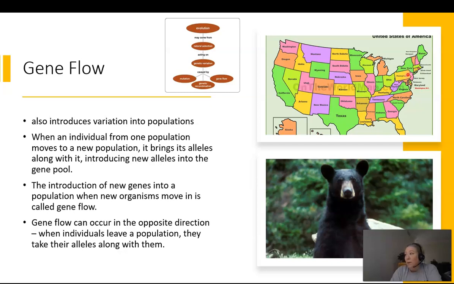Now remember, these are 2 separate populations, and so their gene pool is a little bit different. And so this bear can bring some of its genes right into that Pennsylvania bear population. So when an individual moves from one population to a new population, it brings its alleles along with it, introducing new alleles into the gene pool. The introduction of new genes into a population when new organisms move in is called gene flow. This bear is literally, right, taking genes, alleles, and bringing them to Pennsylvania. So there is a flow of genes from this Tennessee population into the Pennsylvania population.